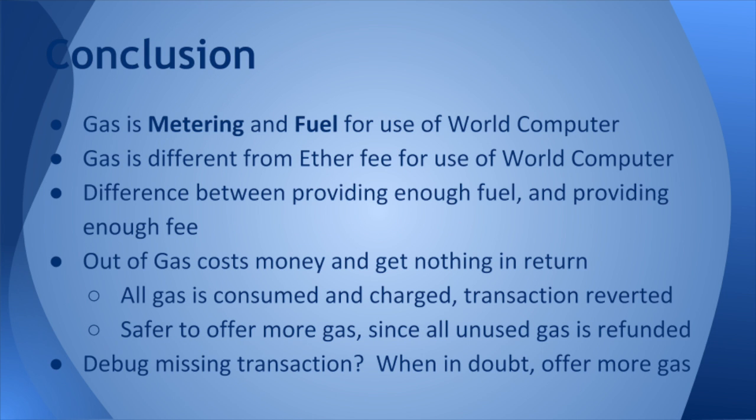So in conclusion, gas is the metering and fuel for use of the world computer. Gas is different from the Ether fee for using this computer. And there's a difference between providing enough fuel and providing enough fee. Out of gas costs money, and you get nothing in return. All the gas is consumed and charged, and your transaction is reverted. It is safer to offer more gas, since all unused gas is refunded. And when you're debugging a missing transaction, when in doubt, maybe start offering more gas.